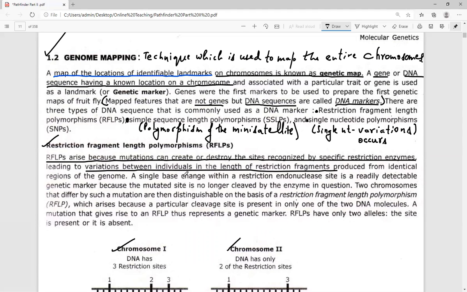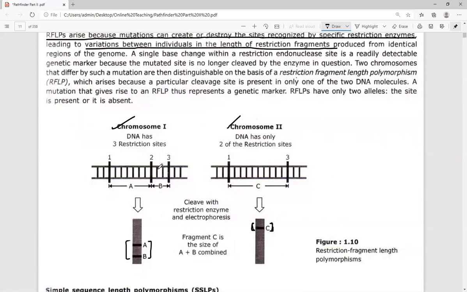A single base change within a restriction endonuclease site will either produce a new restriction site or eliminate one. So if a single nucleotide change takes place, a new restriction site might be produced or an existing restriction site might be eliminated. See, if a mutation is taking place at a particular site, there could be a production of a new restriction fragment. There could be a production of a new recognition site for the restriction endonuclease.